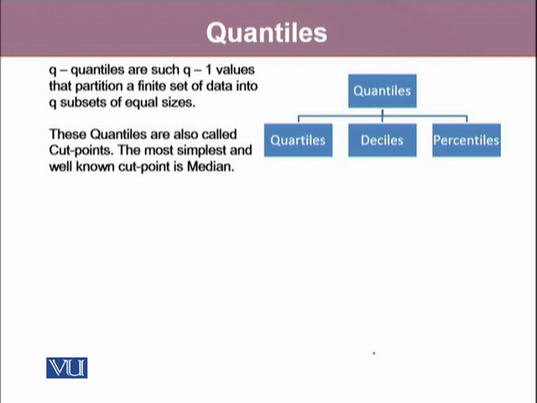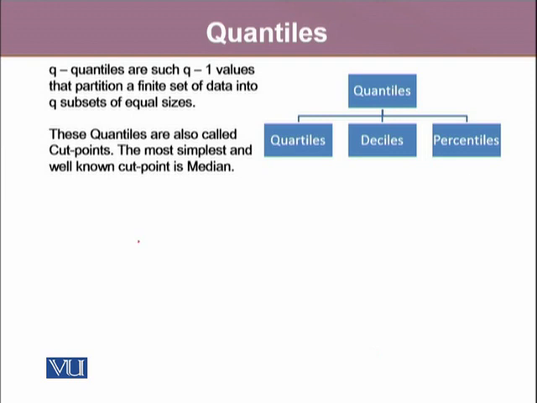In general, if we say we want to do quantiles, then these are such q-1 values that can help us to divide our data into q subsets of equal size. These quantiles are also called cut points. The simplest and most well-known cut point that we have already discussed is the median.